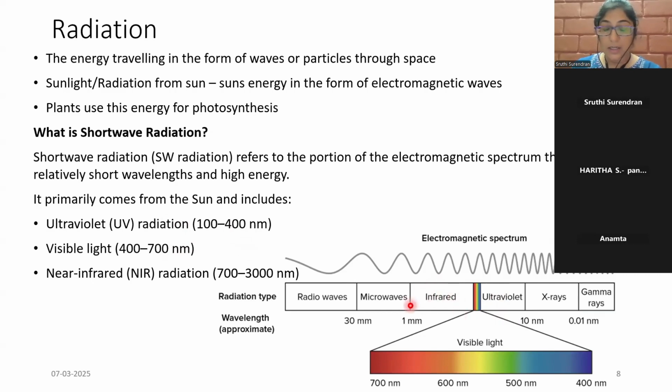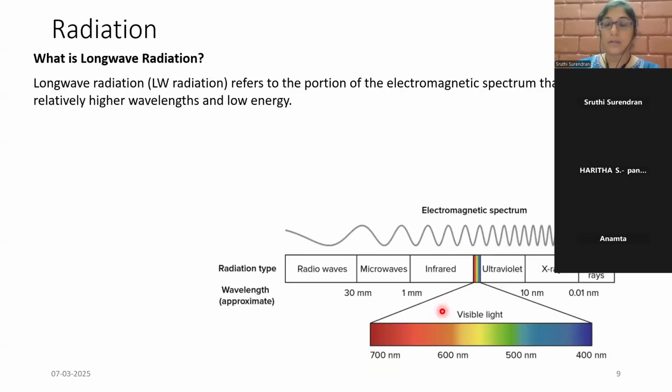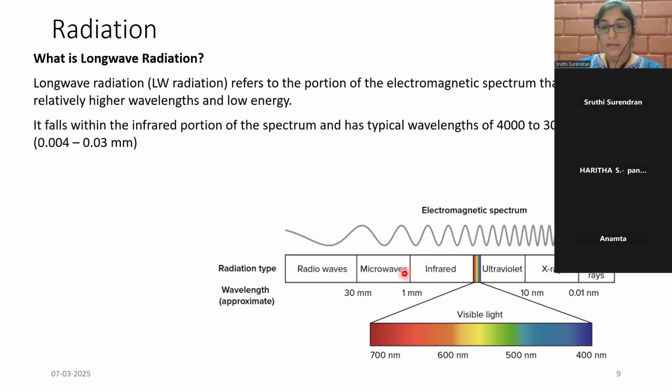It is not making use of the entire infrared radiation spectrum, but near infrared radiation that is extending up to 3000 nanometers. In the same way, what is long wave radiation? It is nothing but the radiation coming from the portion of the electromagnetic spectrum that has higher wavelength. And these higher wavelength radiations are going to have relatively lower energy.